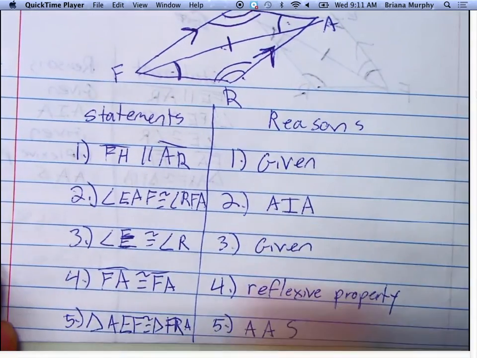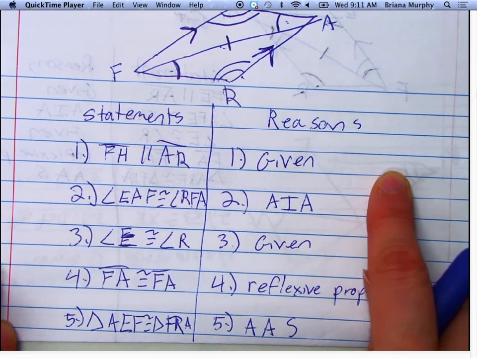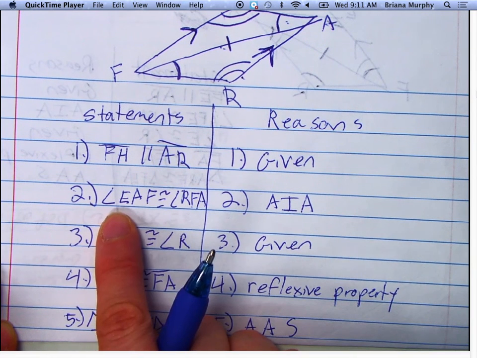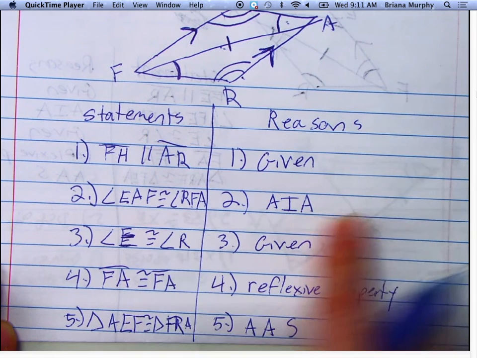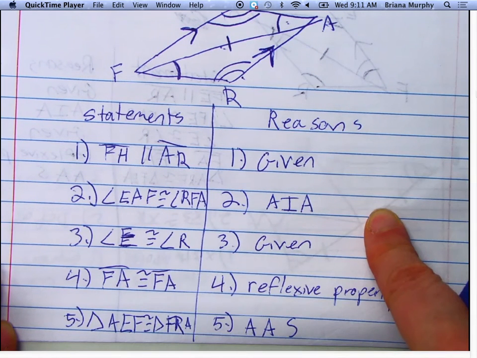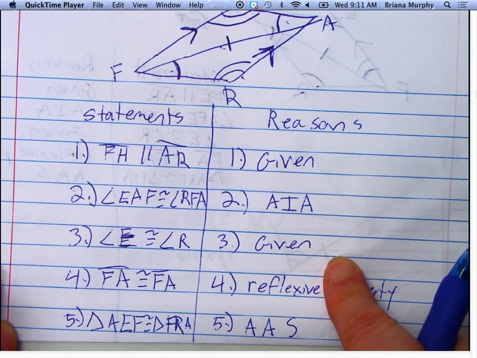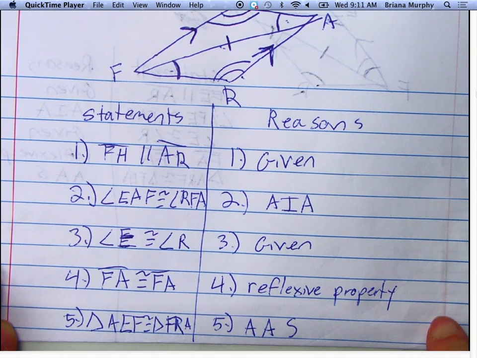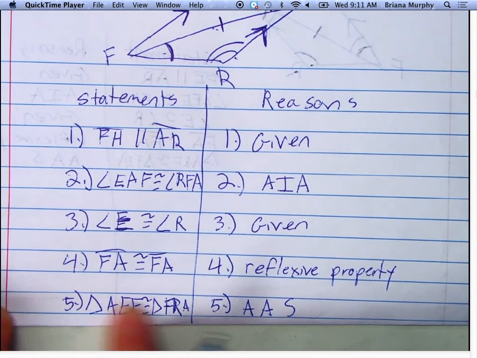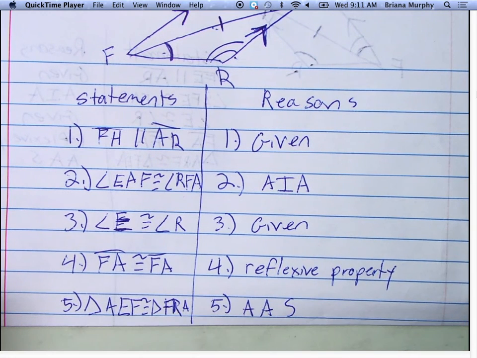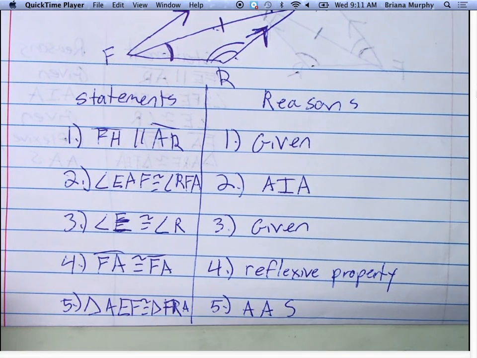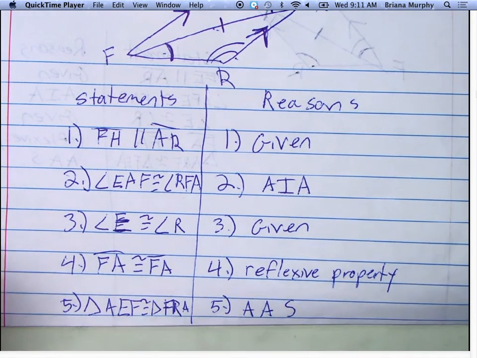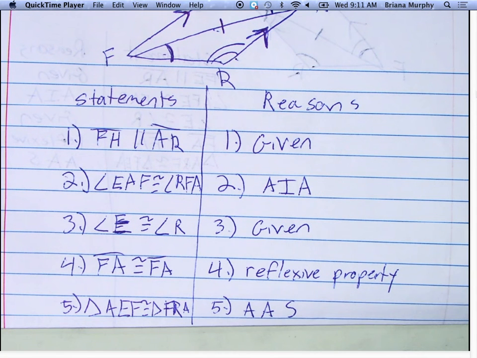Number 10. We're given that FH is parallel to AR. So we're given angle EAF is congruent to RFA by alternate interior angles. Then we're given that E is congruent to R. We're given that FA is congruent to FA by reflexive. So the triangles are congruent by angle, side. Yes, that's a given for number 10.